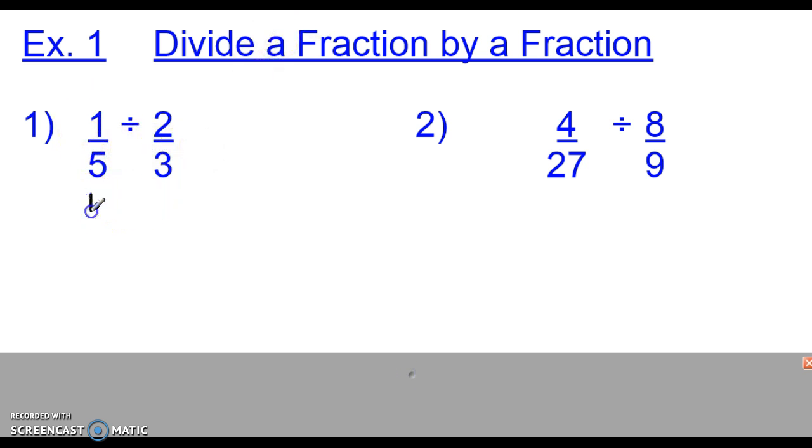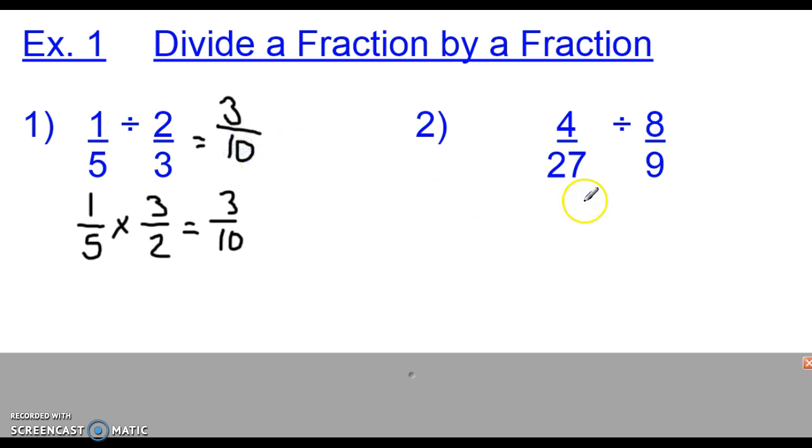So I'm going to keep my first number the same. I'm going to change my division sign into a multiplication sign, and then I'm going to flip or find the reciprocal of my second number. So 3/2. Now I multiply across. 1 times 3 equals 3. 5 times 2 equals 10. So 1/5 divided by 2/3 equals 3 over 10.